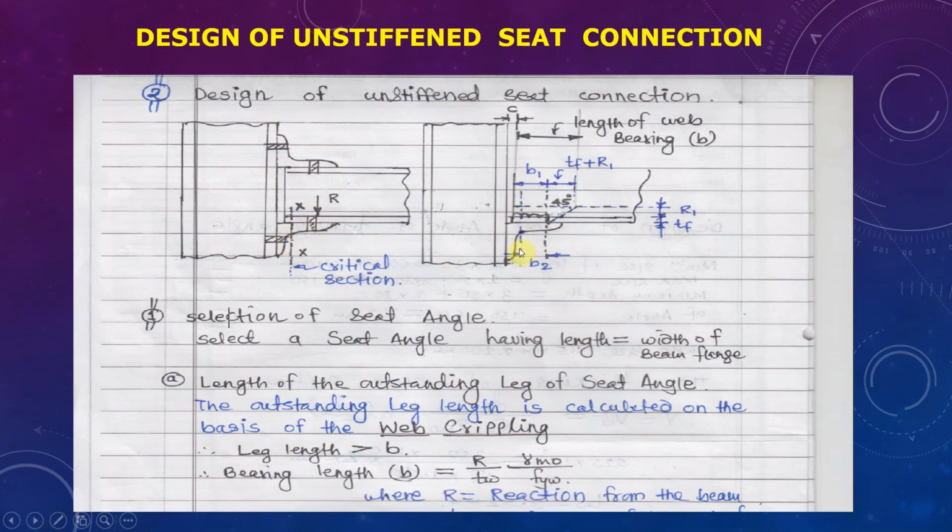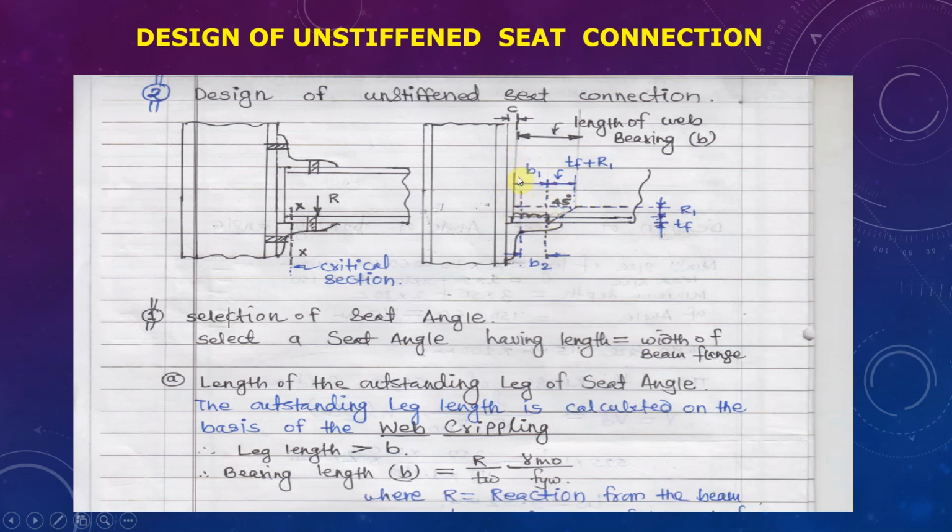Here in another figure, the seat angle is shown. On the seat angle, the reaction from the beam is acting on the length B1, that is the bearing length, whereas this inclined line, which is drawn at 45 degrees, indicates the load taken by the web of the beam for this length B1 plus TF plus R1. This much length of the beam web will take the load, but if actually the beam reaction will transfer to this much length.